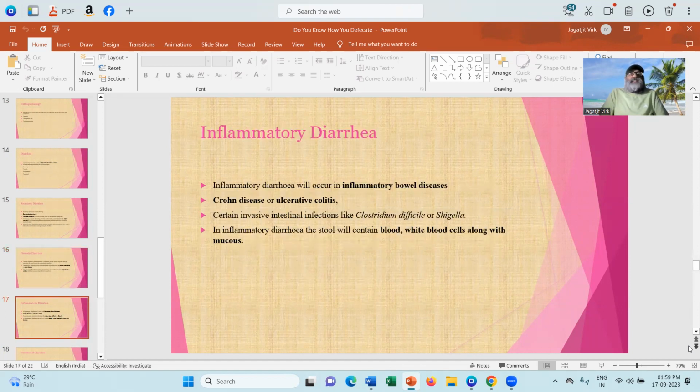Inflammatory diarrhea. Inflammatory diarrhea will occur in inflammatory bowel diseases, Crohn's disease or ulcerative colitis, and certain invasive intestinal infections like Clostridium difficile or Shigella. In inflammatory diarrhea, the stool will contain blood, white blood cells, along with mucus.